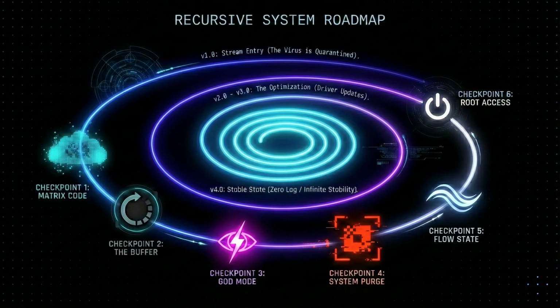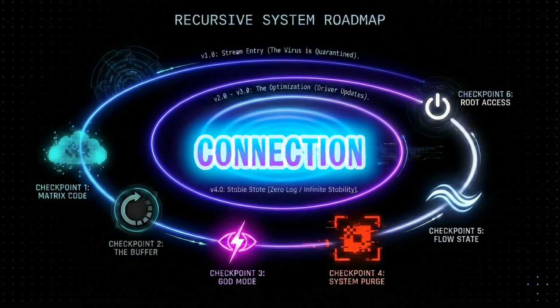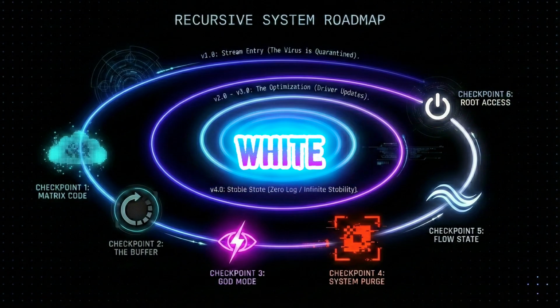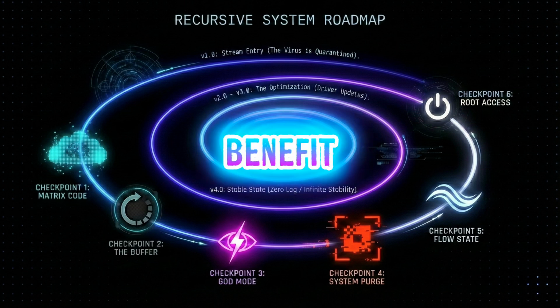Free up the RAM. Use those wasted cycles for something better. Use them for creativity, for connection, for what the roadmap calls white hat purposes. The white hat protocol. Hacking for good. Hacking for the benefit of all users.